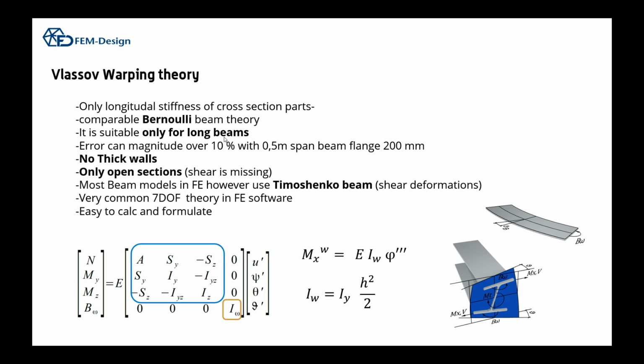So the warping doesn't cause any shear deformations, and the warping doesn't increase because of the shear deformations. But the problem is that most of the finite element software anyway uses Timoshenko beam models. So in Timoshenko, there's shear deformation in the beam, which means that the shear deformation is also taken into account. So there's a contradiction between the warping theory, the bending theory and the normal beam theory.